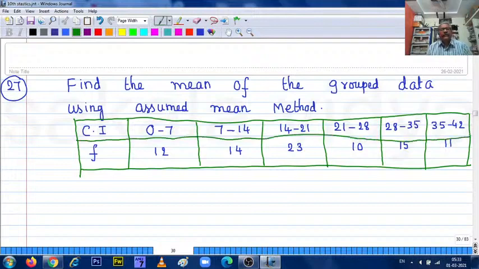Okay, this is the table. For this group of data you need to find out the mean, but here the condition is given: assumed mean method you need to use. Let us find the mean of the group of data using assumed mean method. So let us have a discussion about this one.